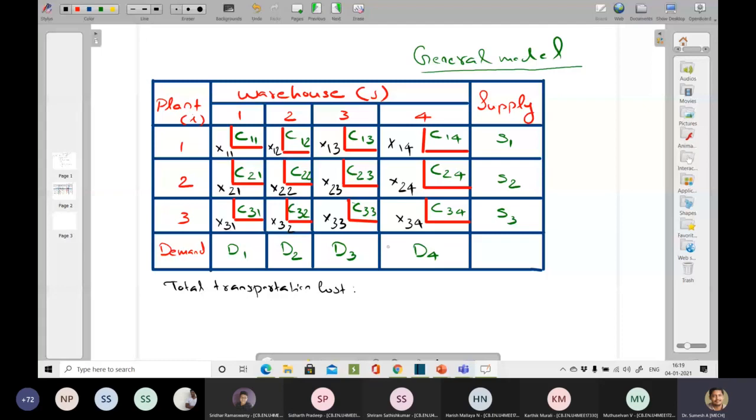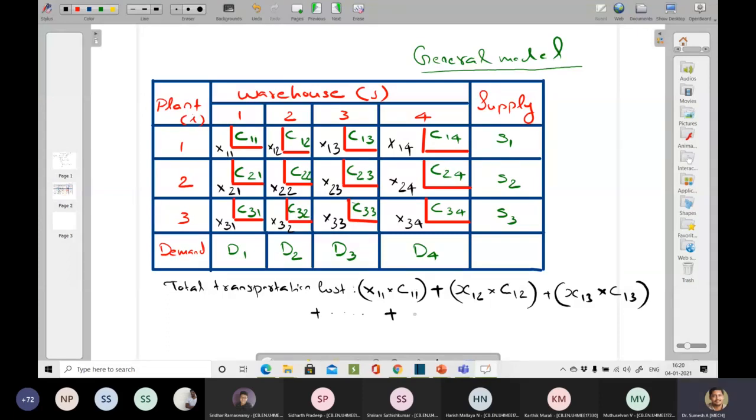Yes. So total cost of transportation will be X11 into C11 plus X12 into C12 plus X13 into C13, plus up to the last one, X34 into C34.